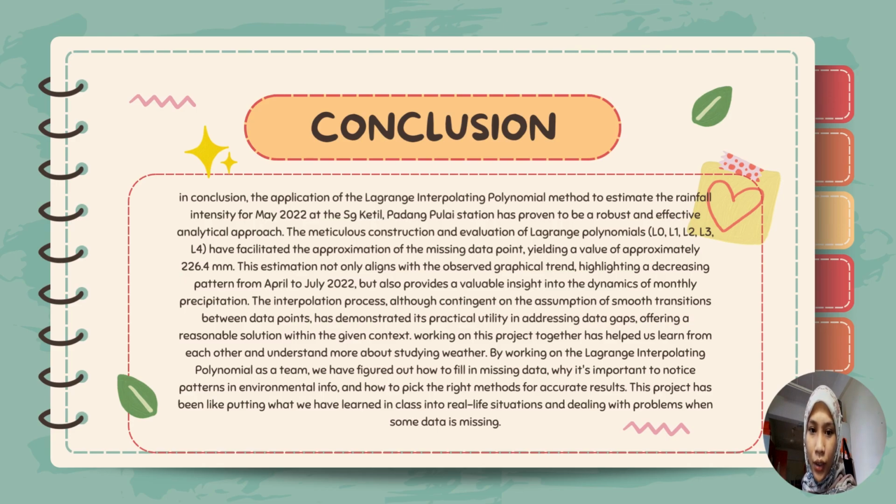Working on this project together has helped us learn from each other and understand more about studying weather. By working on the Lagrange interpolating polynomial as a team, we have figured out how to fill in the missing data, why it is important to notice patterns in environmental information, and how to pick the right methods for accurate results. This project has been like putting what we learn in class into a real-life situation and dealing with problems when some data is missing.